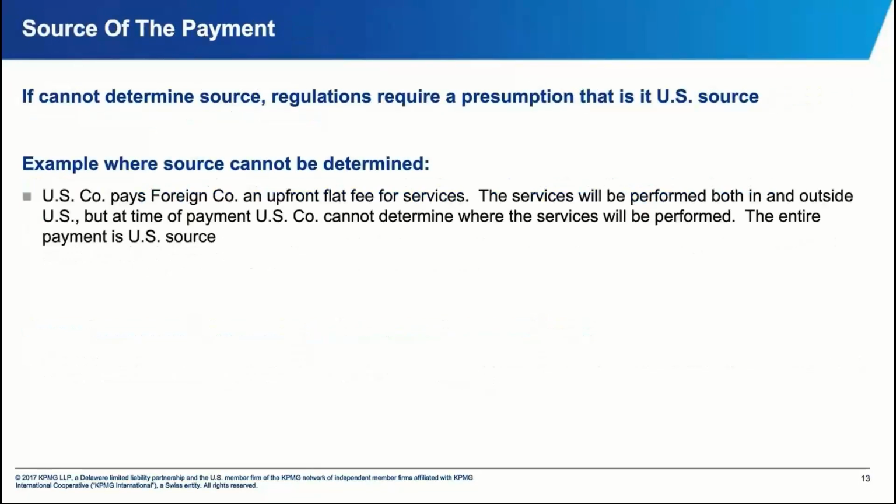So, the source of the payment. The source of the payment is very important. As I mentioned up front, determining the character and source of the payment is the responsibility of the withholding agent, and the regulations have a mandatory presumption rule. If you can't determine, it's treated as U.S. source. So I have an example here where a contract is entered into, there are going to be some services performed, but there's an upfront payment, and you don't know at that time where the services are going to be performed. You're going to have to presume they're U.S. source, and there would have to be withholding on that. There are certain escrow procedures you can use in certain cases to alleviate having to deposit the tax withheld with the IRS until you're able to determine that, but they're very limited in use.